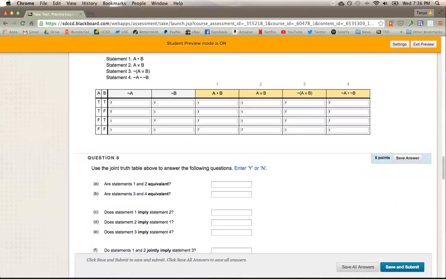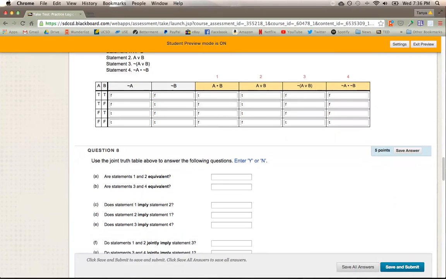So we can use it to answer questions in the next set here. So use the truth table above to answer the following questions. And important, we're just using Y or N because this is auto-graded. If you write out yes or no, it won't mark it correct.